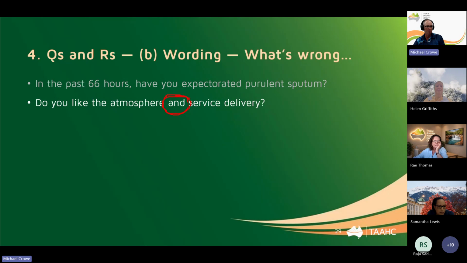So that's what's called a double-barreled question. It's asking you two things in one question. And nearly every question with an and in it can be separated into two separate questions. Not always, but vast majority of the time.